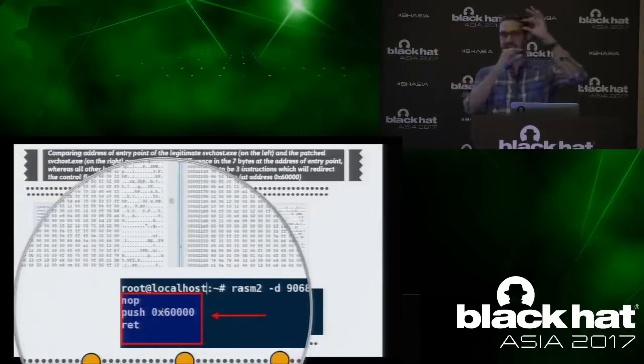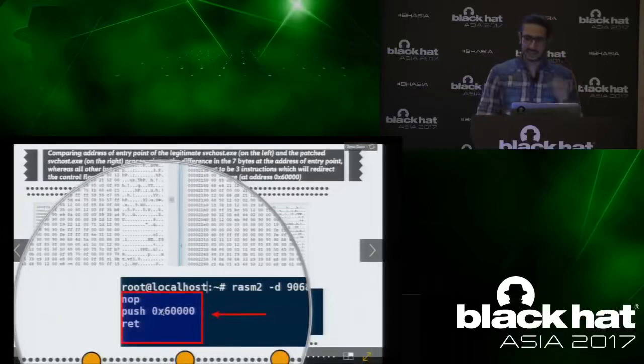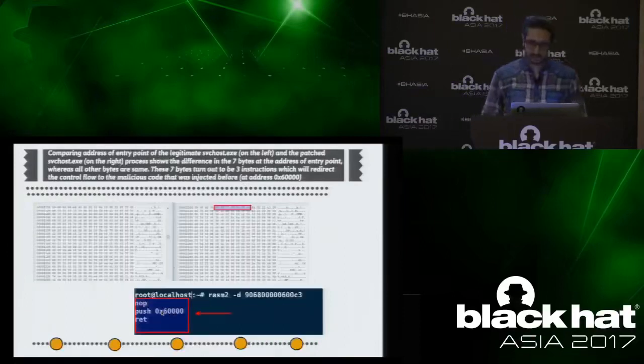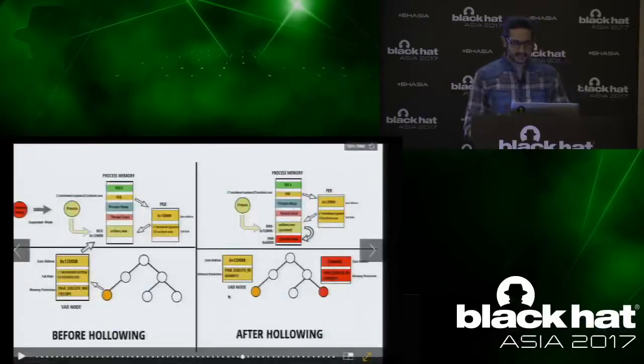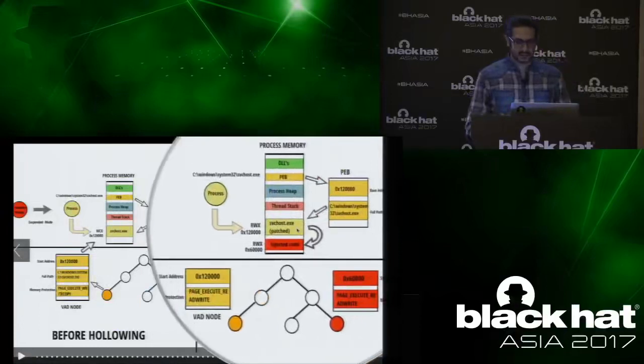If you remember, 6 followed by 4 zeros is where the code was injected. So by patching this and resuming a thread, the thread will start executing svchost.exe, which will redirect the control to the injected code. And notice here only 3 instructions are patched. The rest all are svchost.exe code, legitimate code. This is the screenshot just to give you an idea what's happening here.